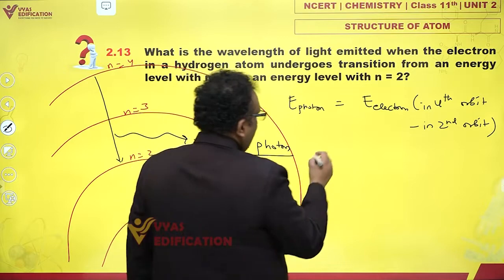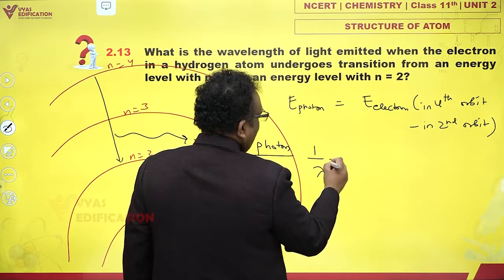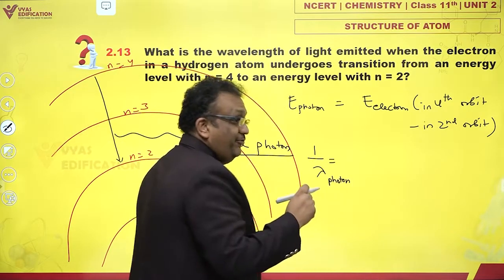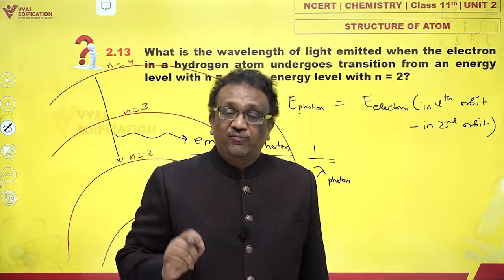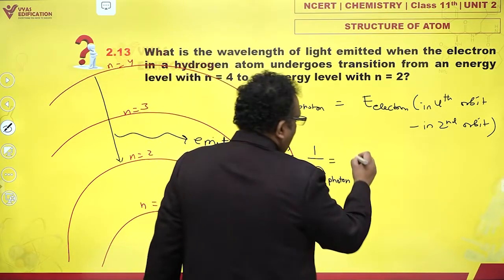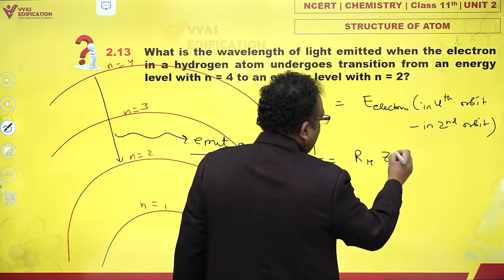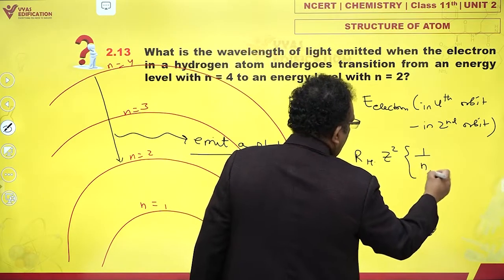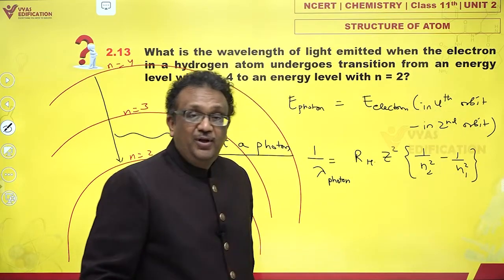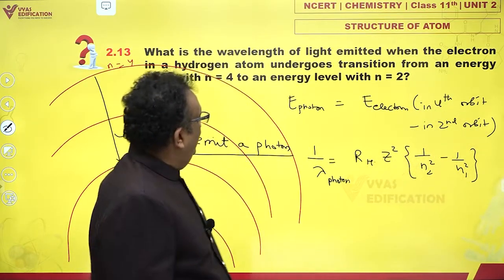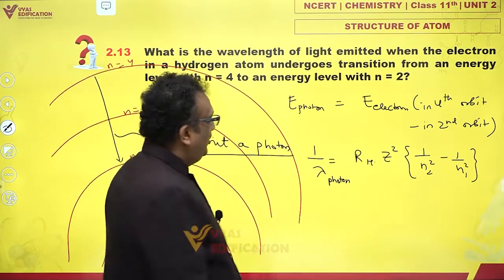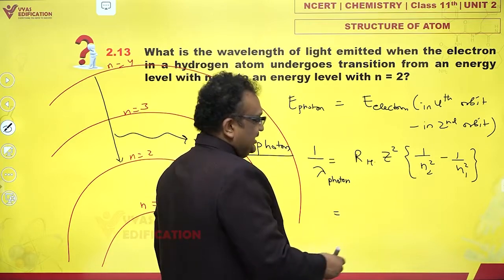This is 1 by lambda, where lambda is the wavelength of the photon. Please don't get confused between the de Broglie wavelength of electron, which is also lambda, and the photon. I'm clearly writing this. This is equal to RH, which is Rydberg's constant, into Z square, into 1 upon n2 square minus 1 upon n1 square. That is Rydberg's formula for spectrum. The lambda of the photon emitted we have to find. Rydberg's constant is a constant, so we'll just take that.